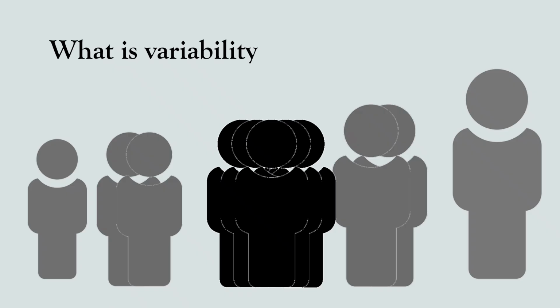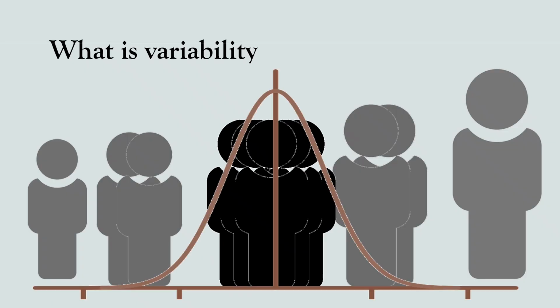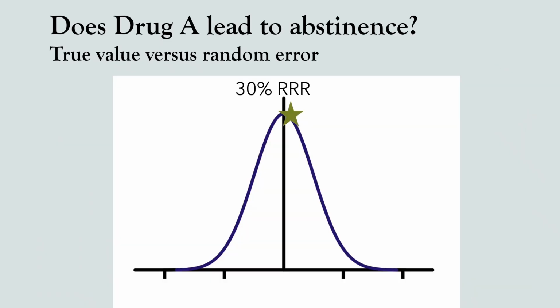So, some people may benefit a lot, some a little, and some not at all. In this picture, you can see a group of people spread out across a curve. Most people are in the middle, but some are at the lower or higher ends. This natural variation happens because of differences in age, genetics, health status, lifestyle, and many other factors. So, even if a drug truly works, we will still see different outcomes across individuals. This natural variability is normal, and it's the reason why we use statistics to estimate the average effect of the treatment.